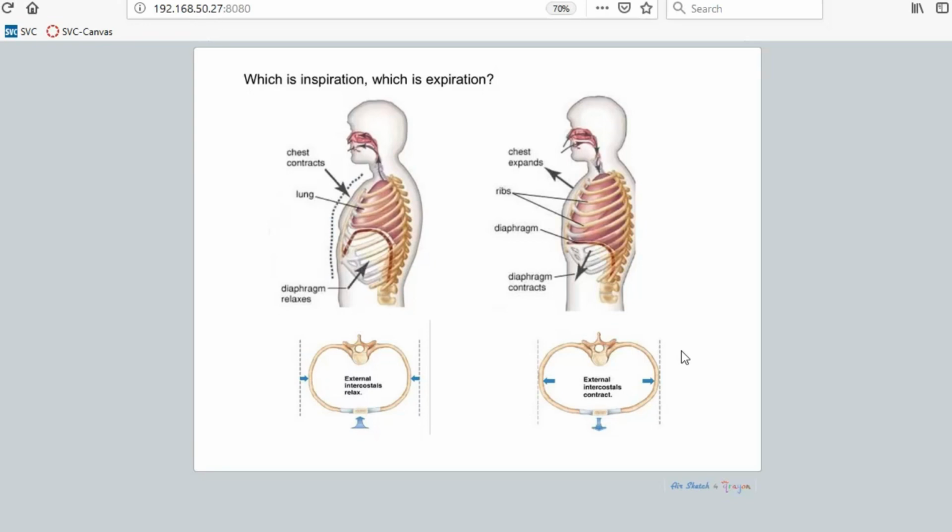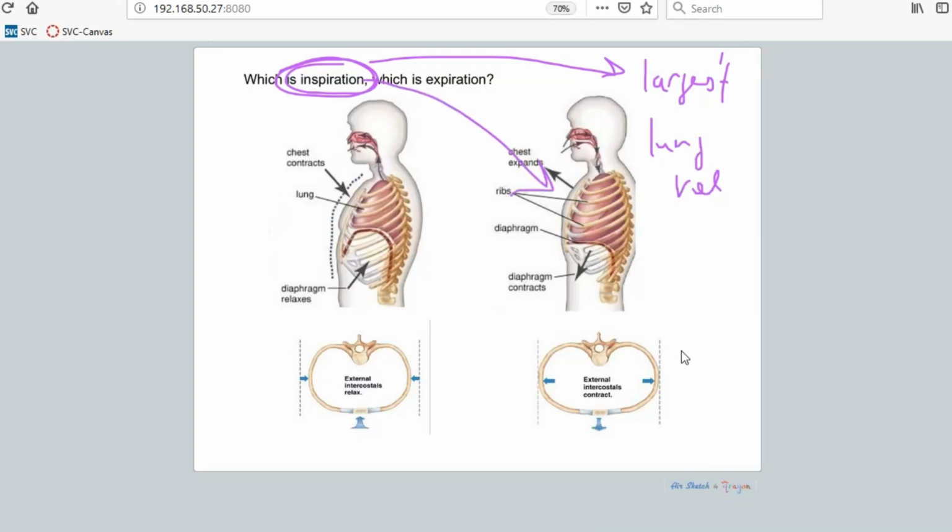Okay, so here we have two situations. One is during inspiration, one is during expiration. And I guess I should ask you first of all, which one is inspiration? Which one is inhaling? And what you want to look for in inspiration is the largest lung volume. Okay, and which one is that happening in? Right there.